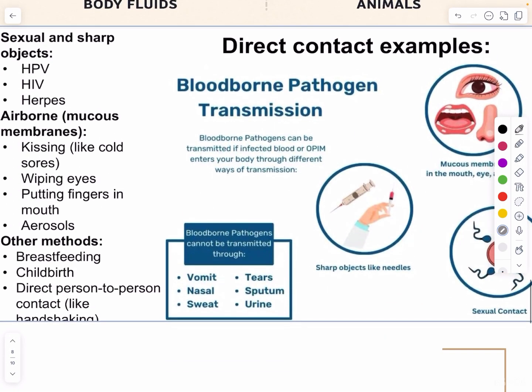Sexual and sharp object transmission can cause HPV, HIV, or herpes. Some pathogens are passed through sexual contact or sharing sharp objects like needles. This is another form of direct transmission, and it's important to understand because it's preventable with safe practices. Never touch a used needle.